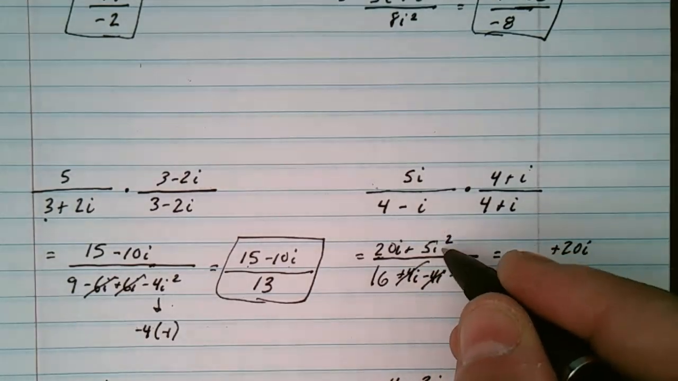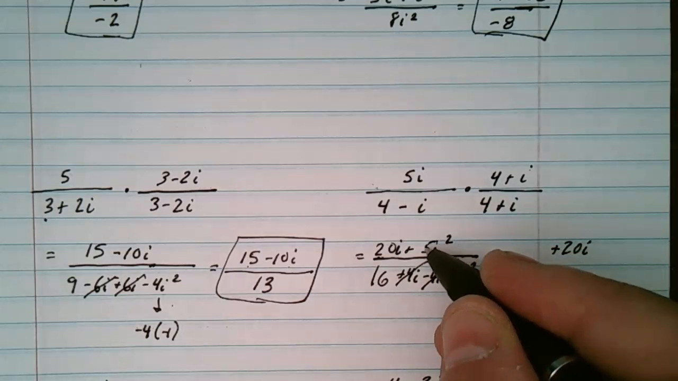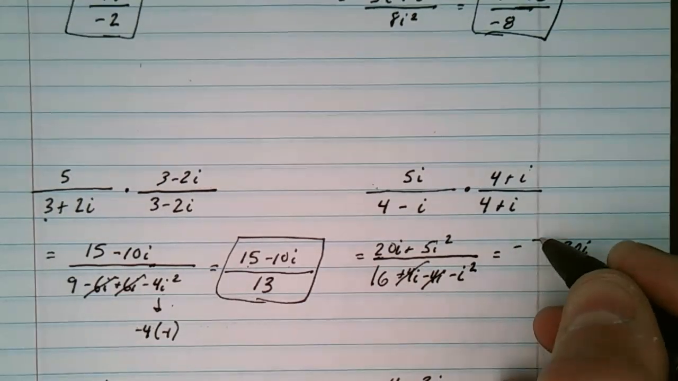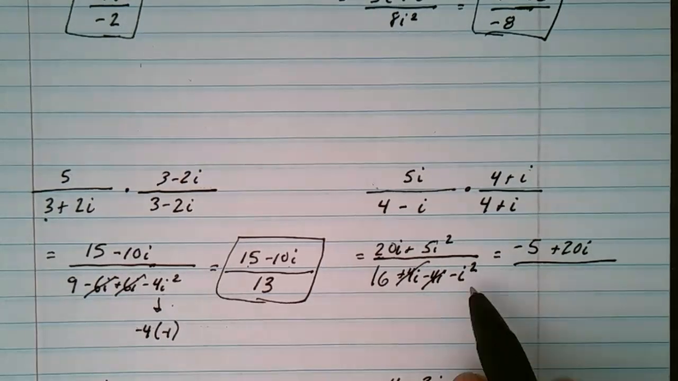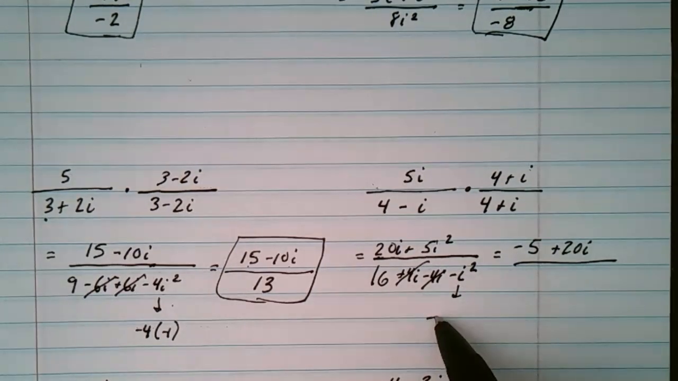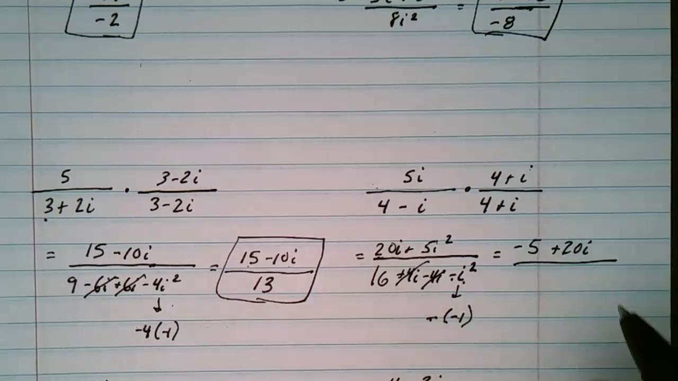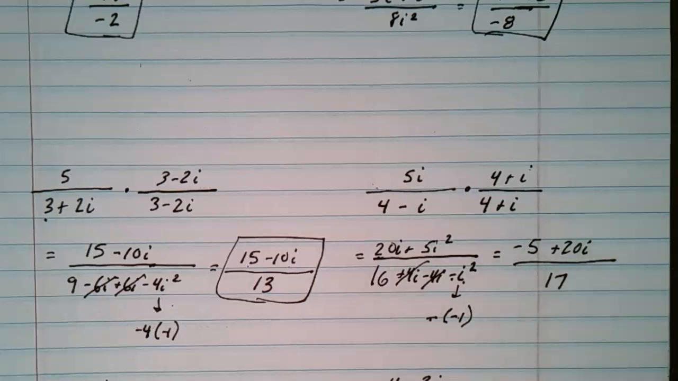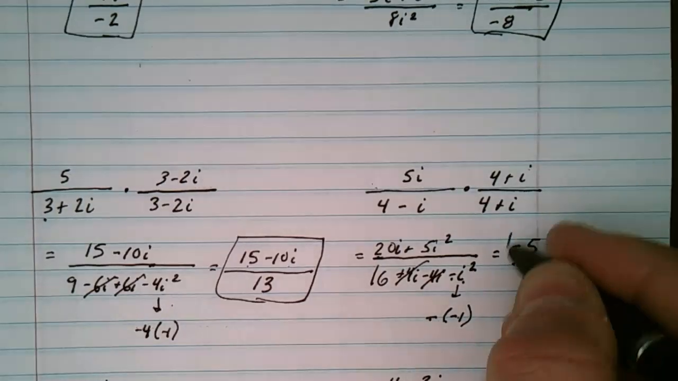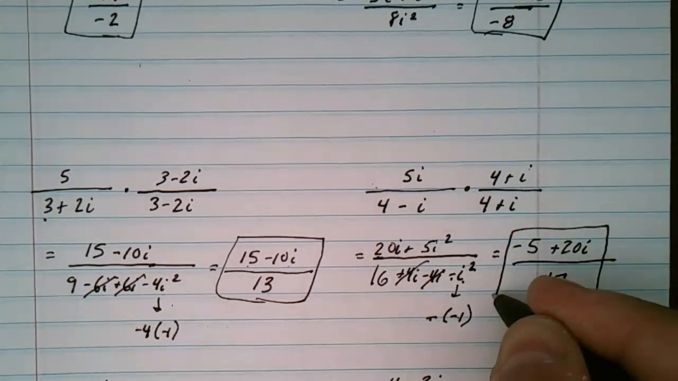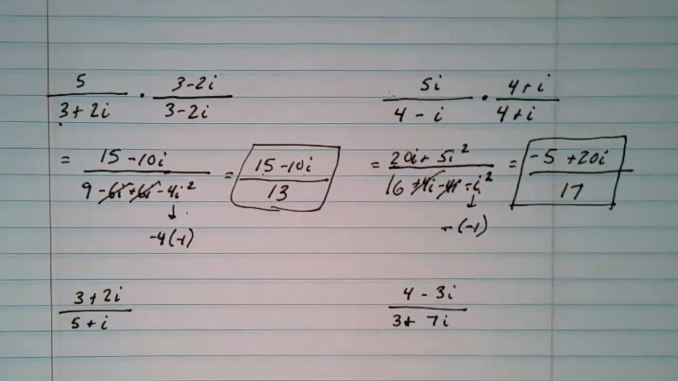5i squared, this is -1. So 5 times -1 is -5. Down here, this is -1, right? Because that negative sign gets copied, and i squared is -1, which is the same as +1. So this will give us 16 plus 1, which is 17. Okay?